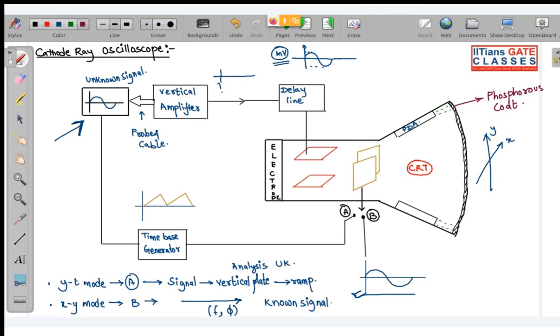Next point, aquadag. Now what is this aquadag? Aquadag I showed you over here.